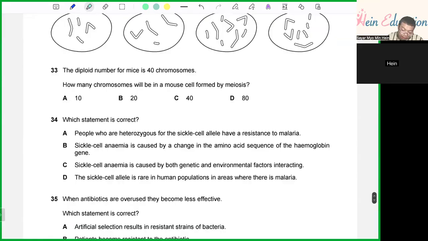33, a diploid number for mice is 40 chromosomes. How many chromosomes will be in a mouse cell formed by meiosis? Meiosis means haploid, so half of the original chromosome number. So 40, half is 20. So the correct answer is B.